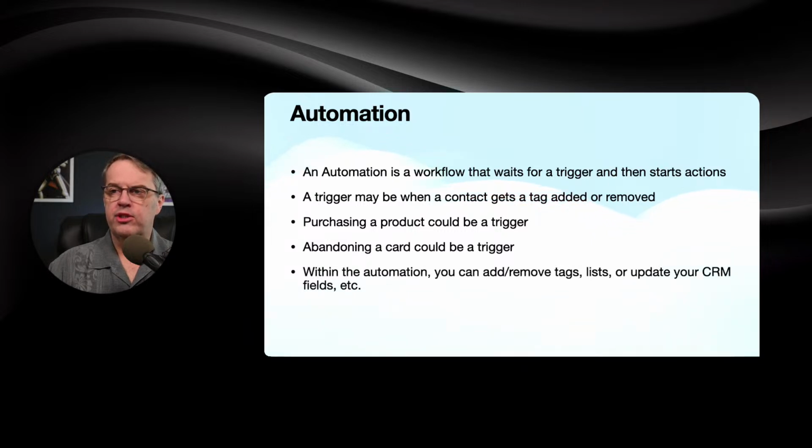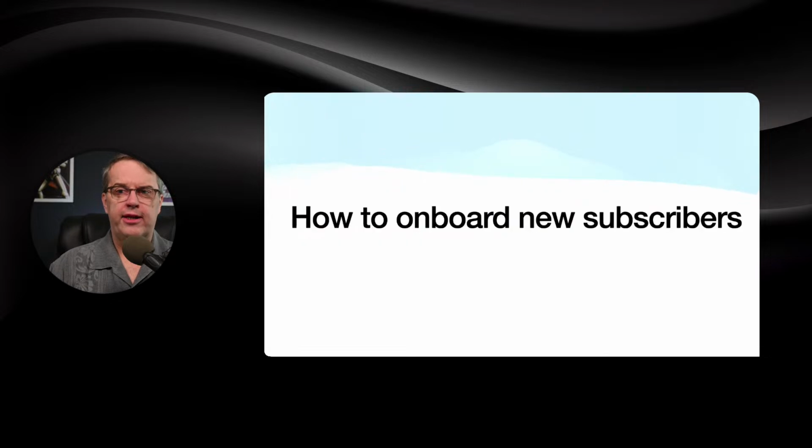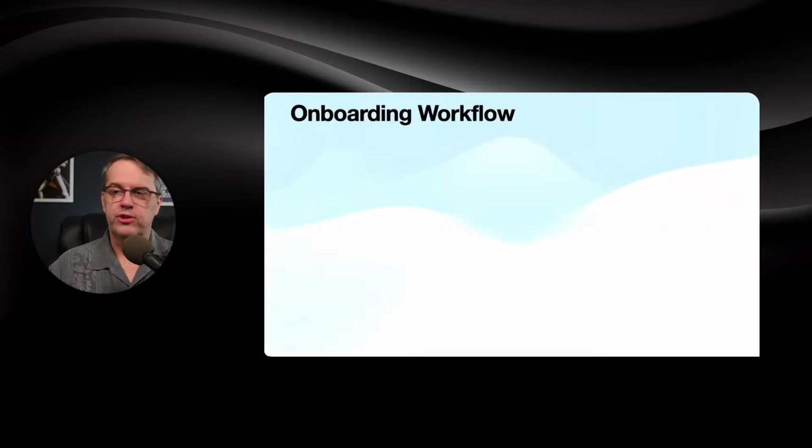So within the automation, you can remove or add tags, lists. You can update your CRM fields. And depending on your CRM, you can probably add fields in there. And there's just a number of different actions you can do. And all of this is giving you a better profile in your email system or your CRM about your customer, about that specific contact. All right, so let's talk about how you onboard new subscribers using these tools, or the resources, we just talked about.